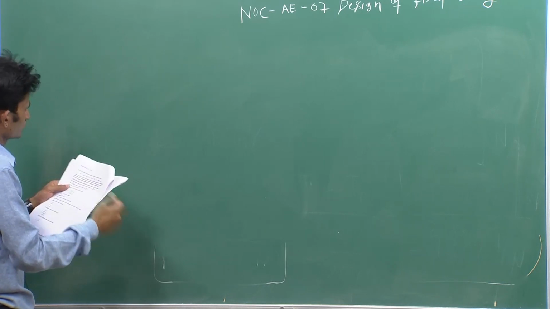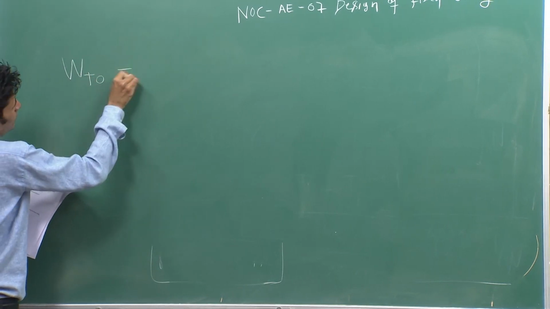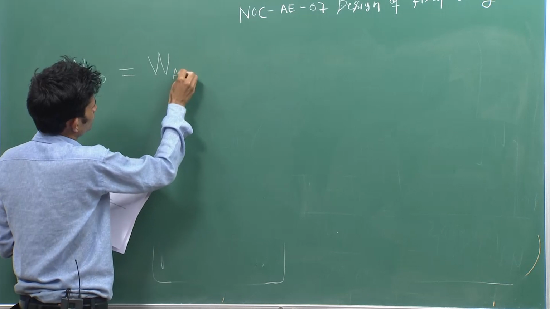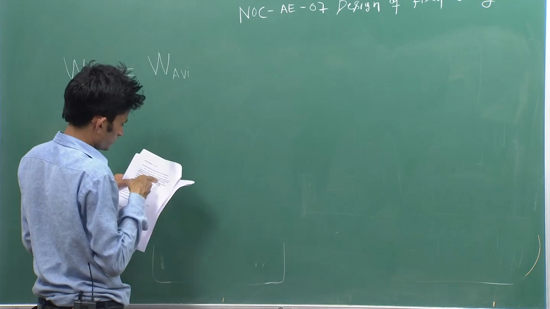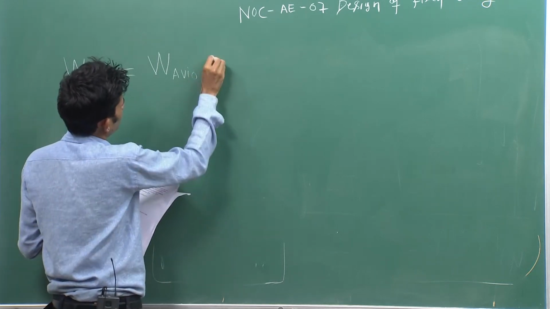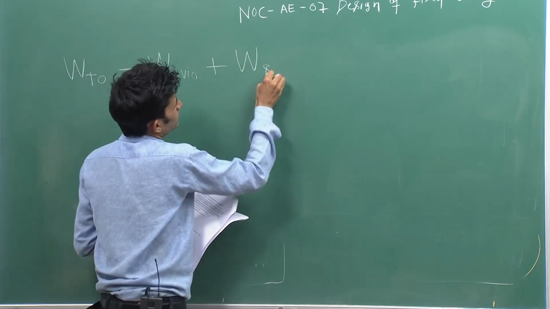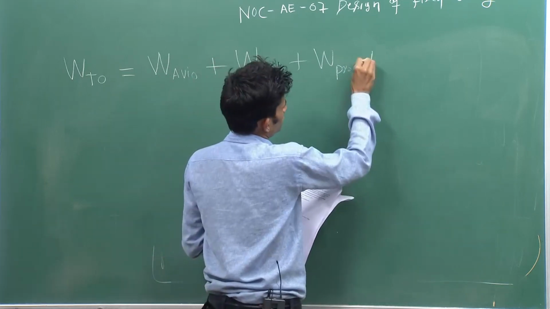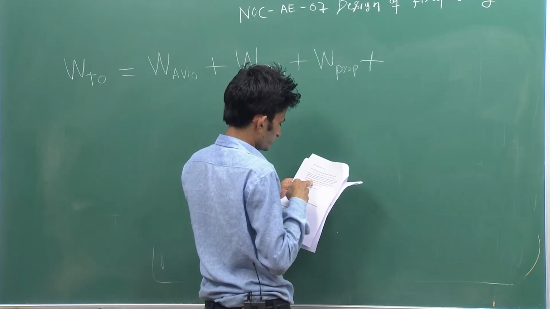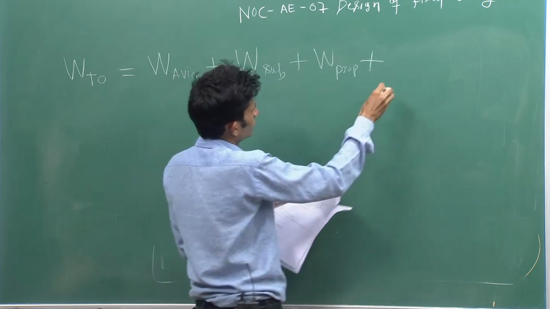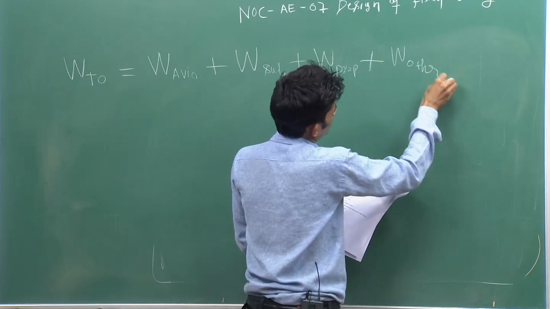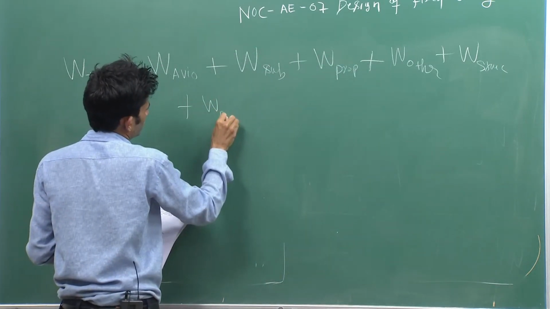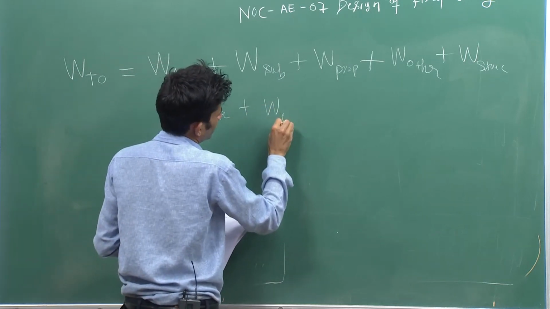So first this equation is given: total weight of the aircraft, the air vehicle, is nothing but the weight of the avionics, W avionics, W subsystem, W propulsion, propeller, W propulsion system, W other, W structure, W payload, W fuel or energy.